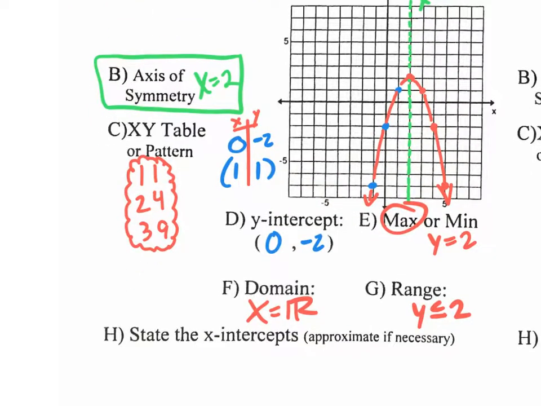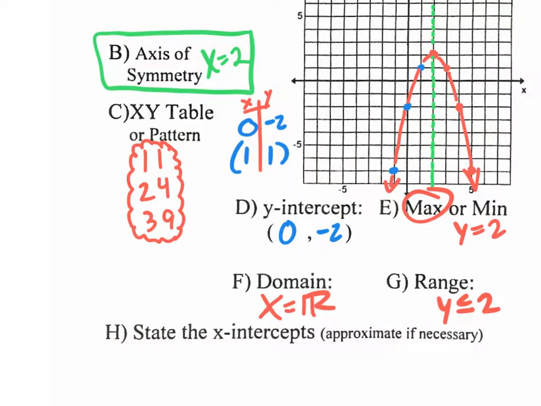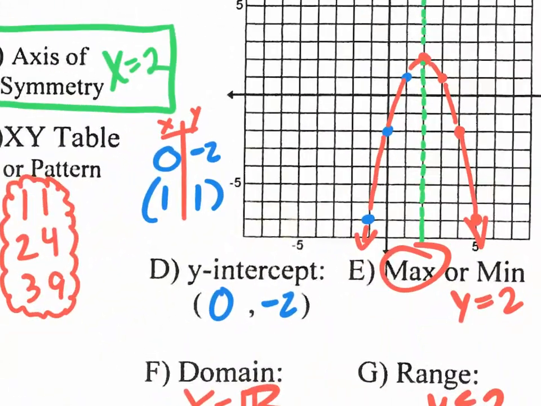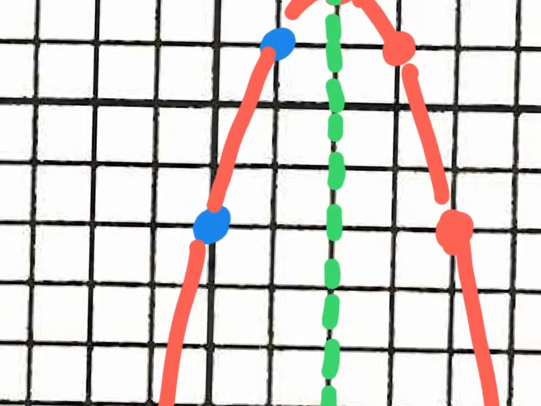Finally, state the x-intercepts. Approximate if necessary. So the y-intercept was pretty easy. Just look at where it crosses the y-axis. Now the x-intercepts, we have 0 here, we have 1 right here, 2 right here, 3 right here, and 4 right there. So where does a parabola cross the x-axis?